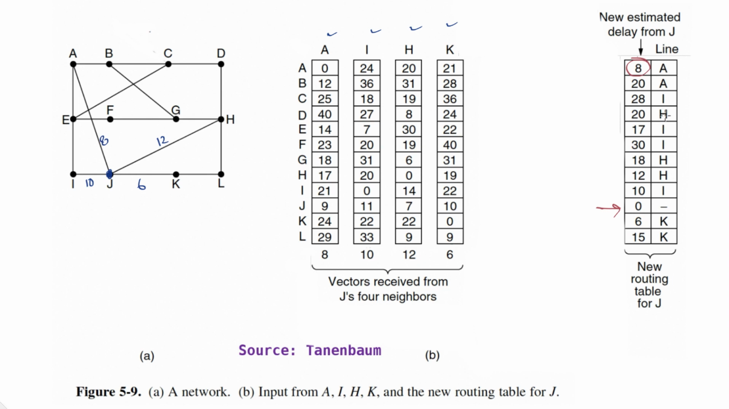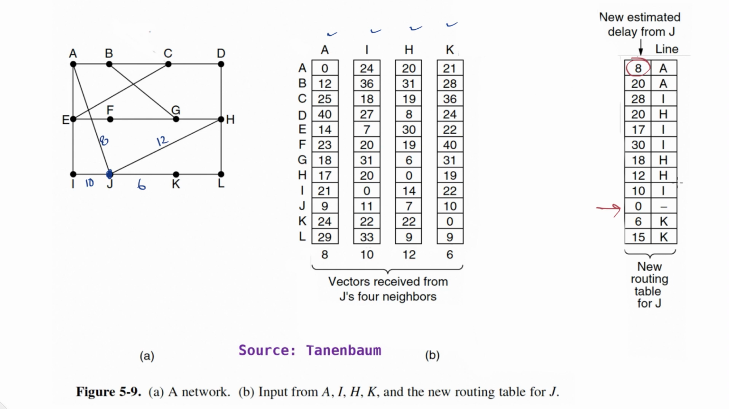But in this diagram, this A means that the minimum is from A, and this A means the minimum of this row is from A again. This I means the minimum from this row is from I. So this 28 is minimum, because 18 plus 10, 28 is minimum compared to every other value, right?